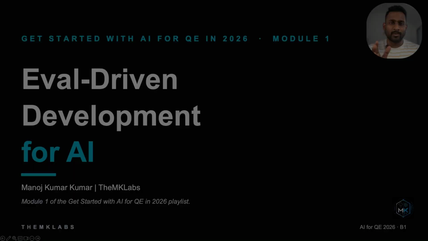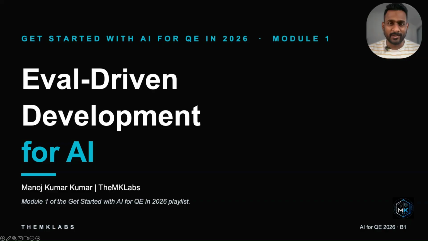20 minutes, one idea. By the end, you will have a runnable evaluation pipeline. Actually, runnable, not theoretical. And a workflow that makes prompts the easy part, not the hard part. Stick with me. Let's go. Alright then, this is module 1 of Get Started with AI for QE in 2026. I am Manoj Kumar. This whole module is one idea, and we're going to spend the next 20 minutes earning the right to it. Stick with me. By the end, you will have a runnable evaluation pipeline, as promised.